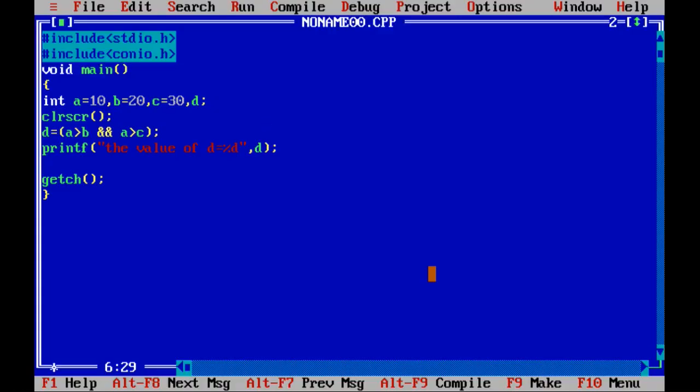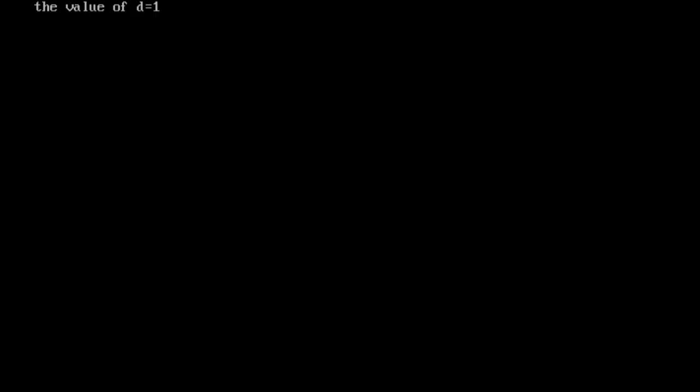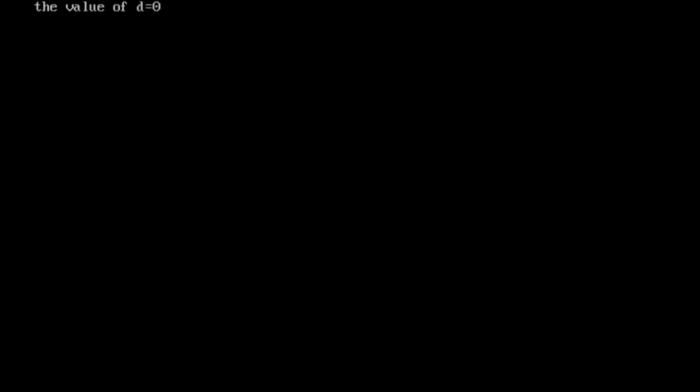Now you see, if I make the A value 100, is 100 greater than 20? Yes, true. Next, 100 greater than 30? Yes, true. Then the answer is true. In AND, only when both sides are true will you get true. If even one side is false, suppose I make this 200, is 10 greater than 200? Condition true or false? False. What about the next one, 10 greater than 30? Yes, but with one side false, the answer is always false. So just compile the program. Now this is about this one.